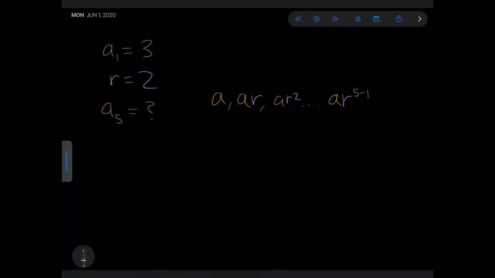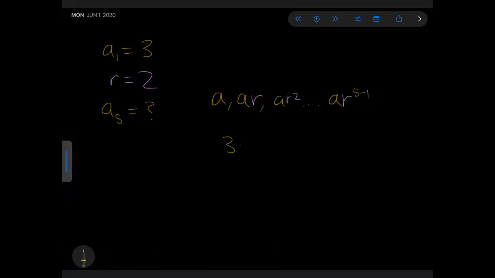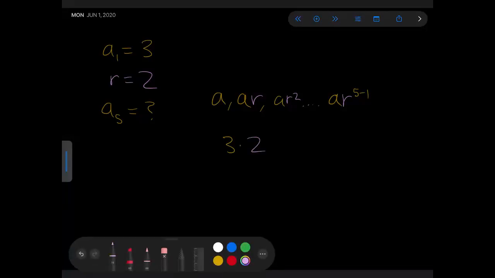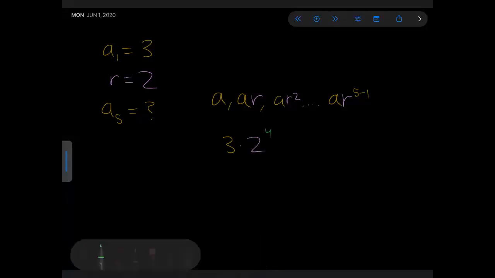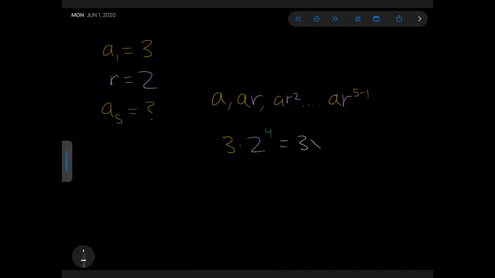A is equal to 3. R is equal to 2. And 5 minus 1 equals 4. This is 3 times 16, which is equal to 48.